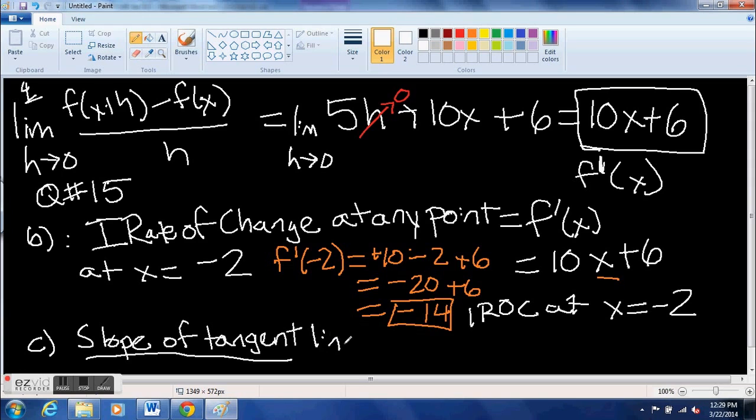The slope of the tangent line to the function at the point x equals -2 is the same thing as the derivative evaluated at -2. And we just did that. So that's equal to -14.